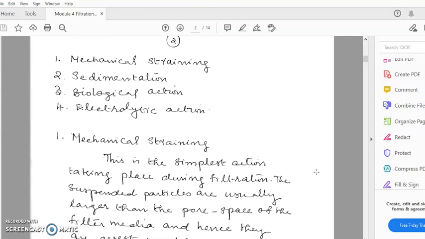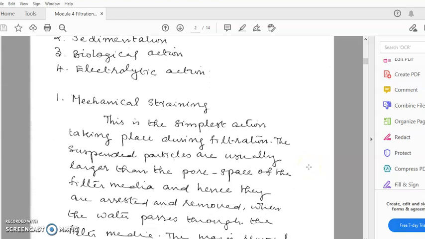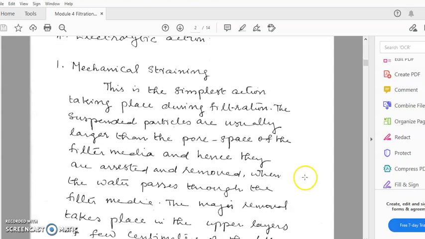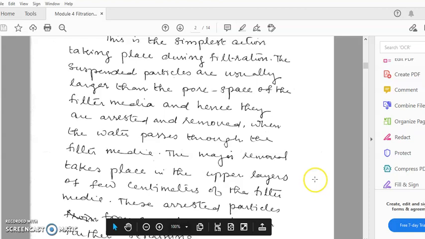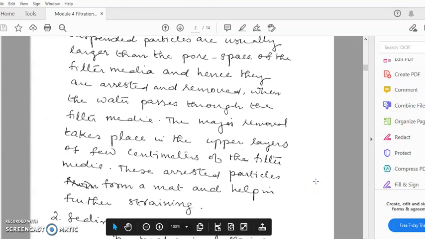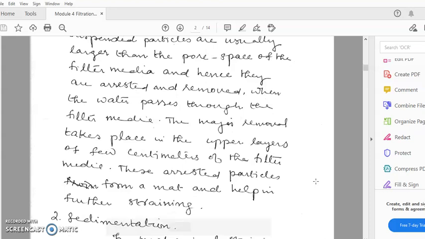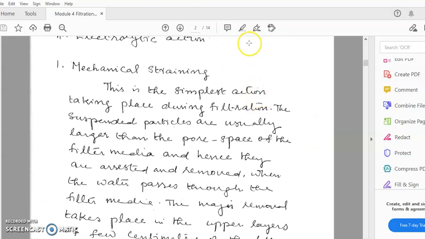The suspended particles are usually larger than the pore space of the filter media and hence they are arrested and removed. When the water passes through the filter media, the major removal takes place in the upper layers of few centimeters of the filter media. These arrested particles form a mat and help in further straining. So that means here what we were discussing is the mechanical straining.